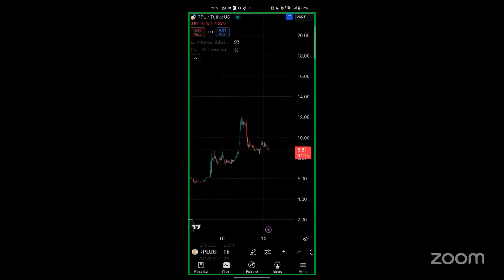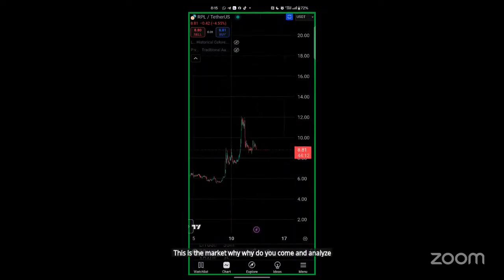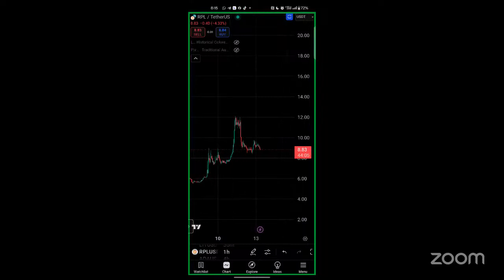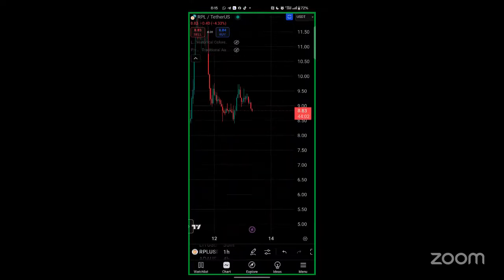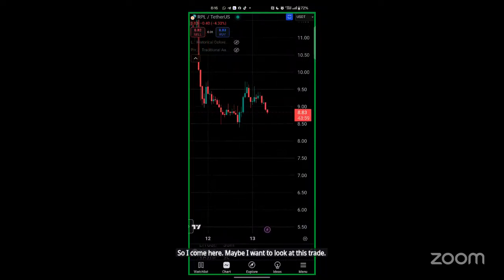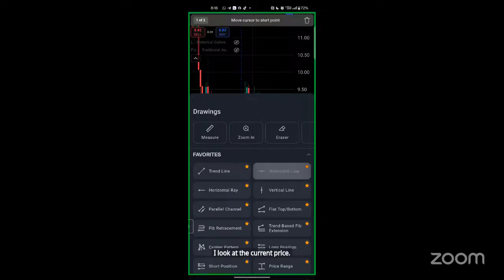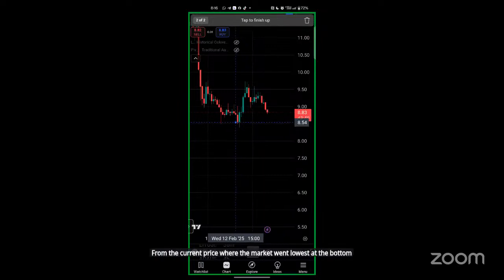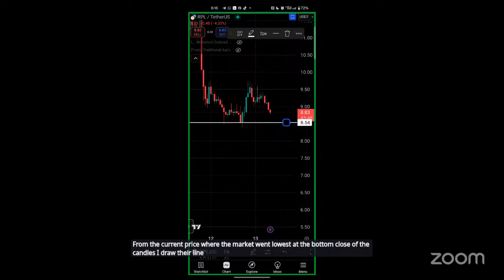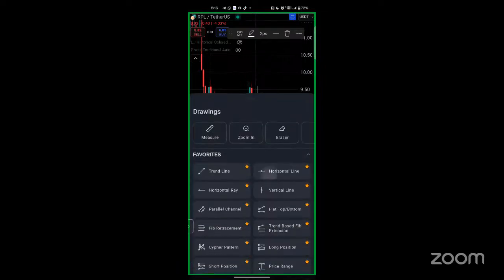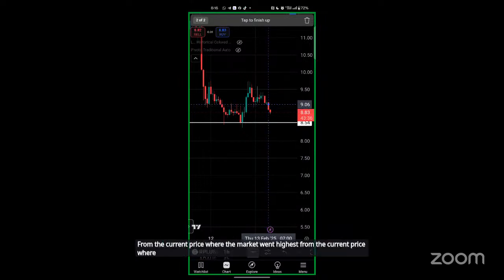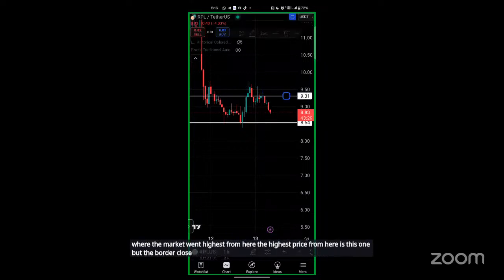This is the market. Why do you come and analyze? Because the market does what it has done in the past. So I come here, maybe I want to look at this trade. I look at the current price. Then I bring my horizontal line. Where the market went lowest, at the body close of the candles, I draw the line. That is my support. Where the market went highest, the highest price is this one, but the body close is here. I draw the line.